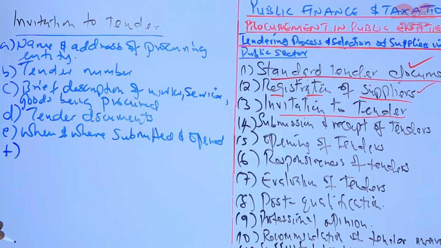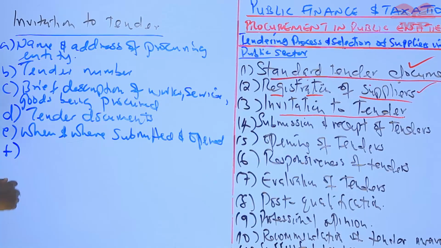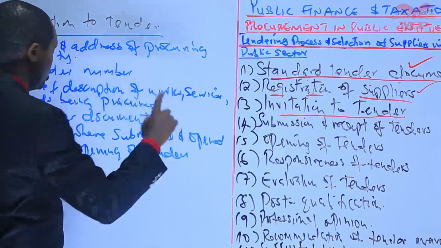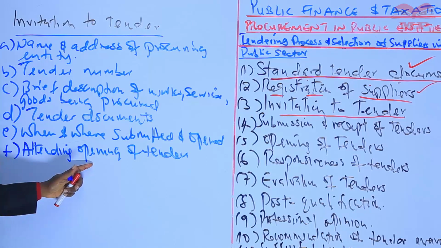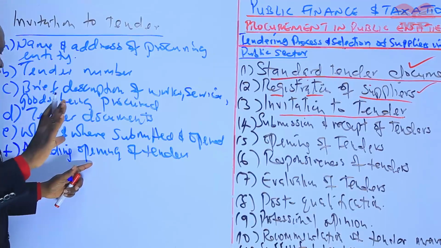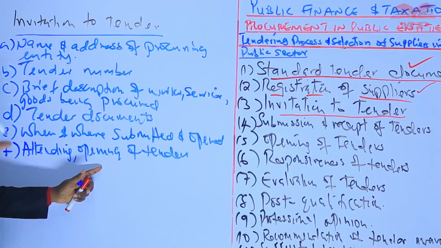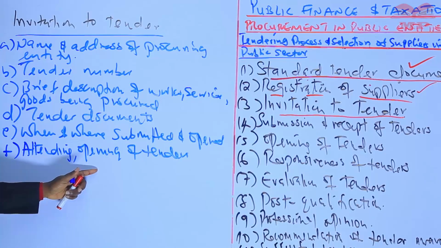Another point in invitation to tender, an important one, is a statement that those submitting tenders or their representatives may attend the opening of tenders. There ought to be a statement generated by an accounting officer setting out details on attending the opening of tenders.